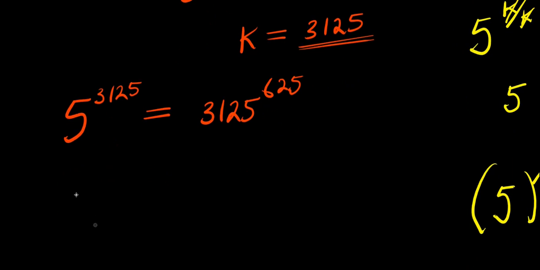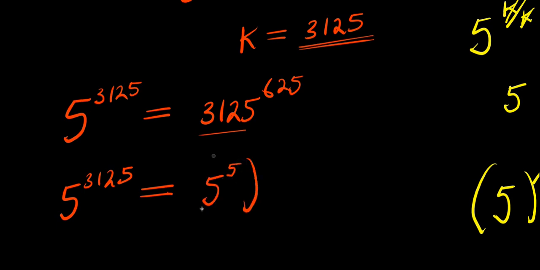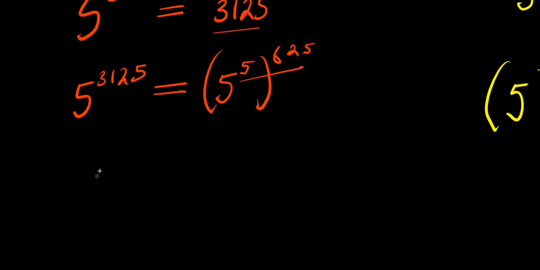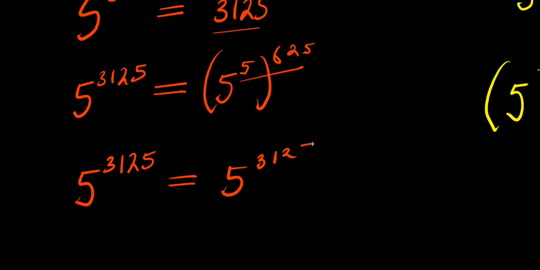So from here, 5^3125 equals, 3125 is 5^5, to the power of 6/5. So if you multiply this out, 5^3125 equals 5 to the power 5 times 625. Remember, 625 times 5 is 3125. Left hand side equals right hand side.